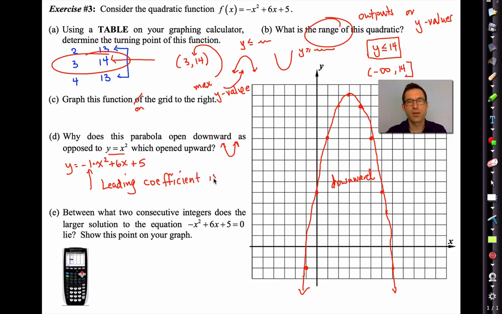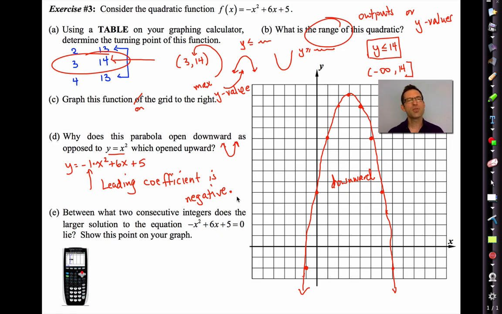The leading coefficient is negative. On y equals x squared, the leading coefficient, the first coefficient, is positive. It's a positive 1. Okay? Don't say that the x squared is negative. X squared can never be negative. Whenever you square a number, you get something that's positive or 0. So saying that the x squared is negative would be a bad thing.